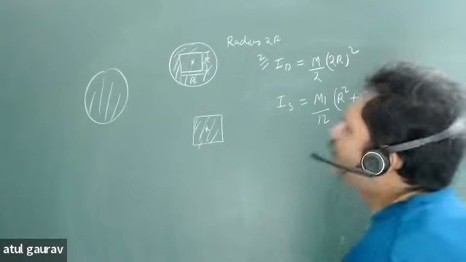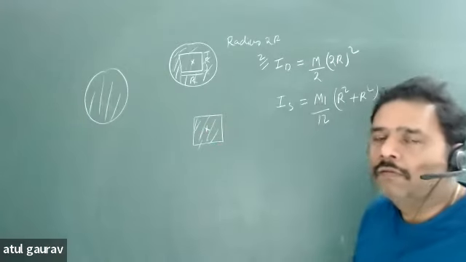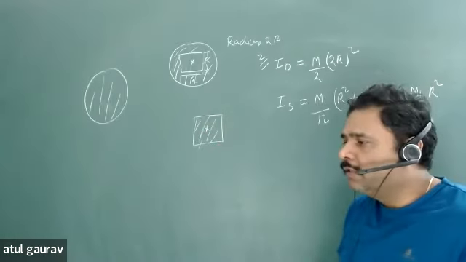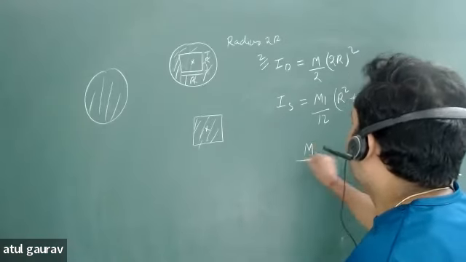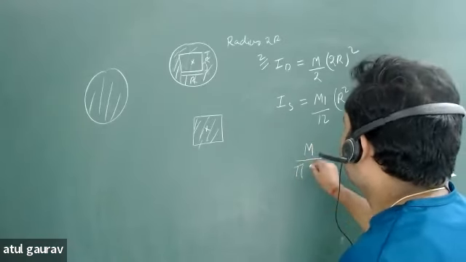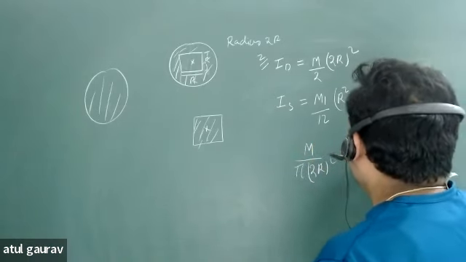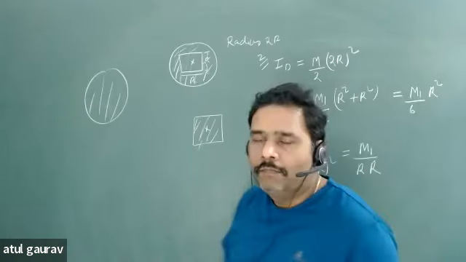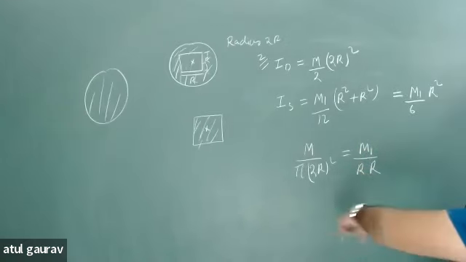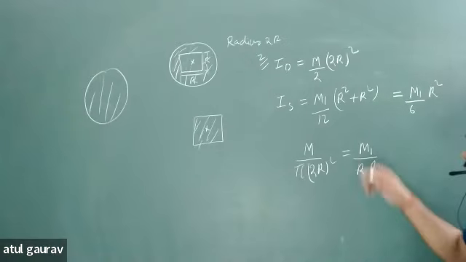Now the challenge is, what is your m1? Yes or no? What is the challenge? What is your m1? You can write m upon pi into (2r) square is equal to m1 upon r square. The density is the same, isn't it? Density will help you a lot to calculate things easily. Is everyone comfortable or not? Yes sir. So the density is the same. So what is your m1?